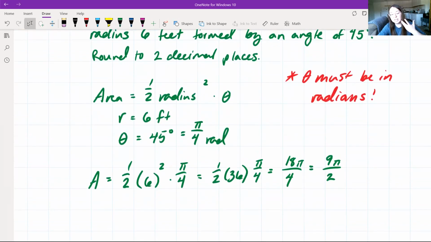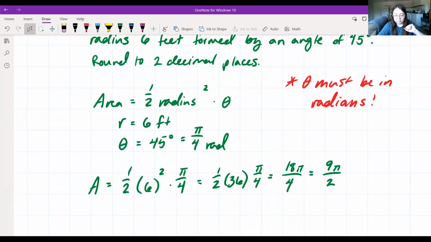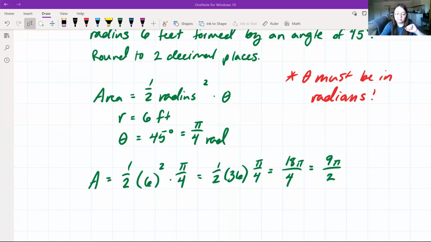So we have our area is 9 pi divided by 2, but we want our, oops, sorry. My screen kind of wigs out from time to time. So it just did that.